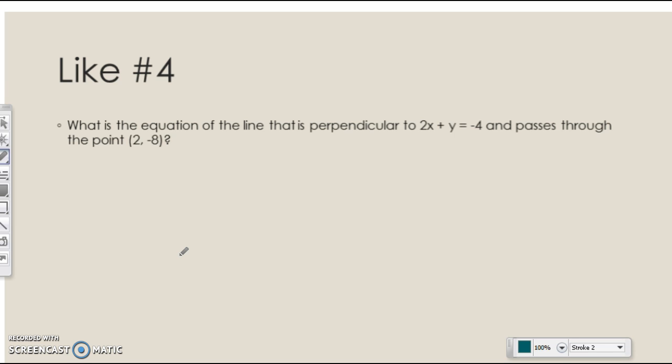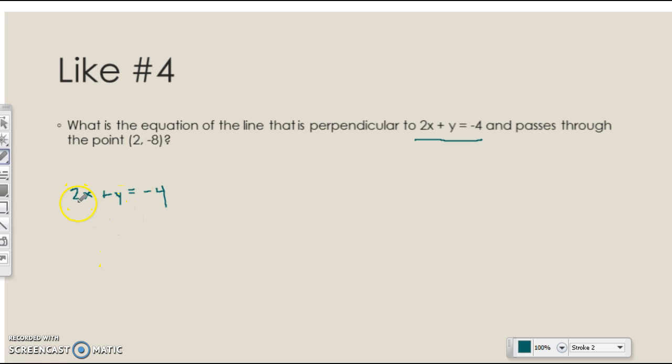The first thing I have to do is find the slope of the line they gave me. So that's this line right here, 2x plus y equals -4. Now to find the slope of that line, I want to put it in slope-intercept form, which is y equals mx plus b. So my first job is to solve for y. I want to get y all by himself.